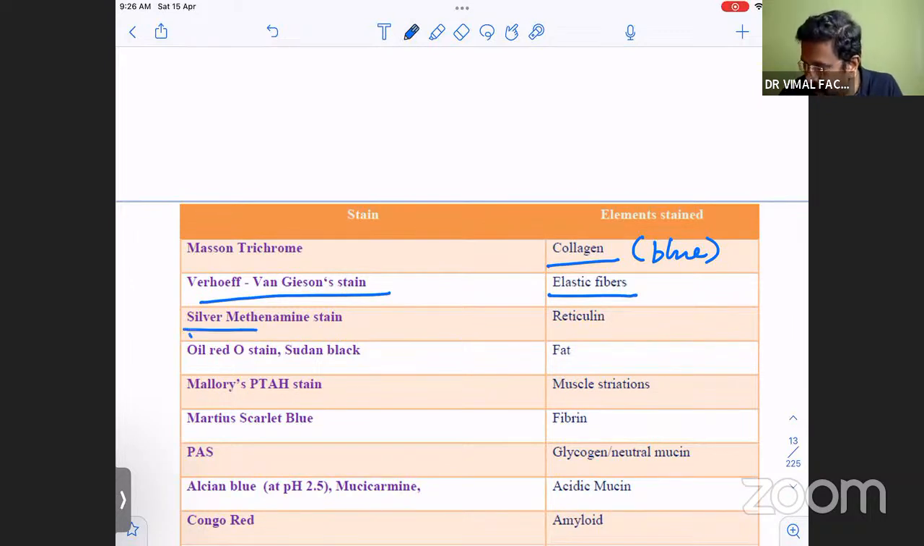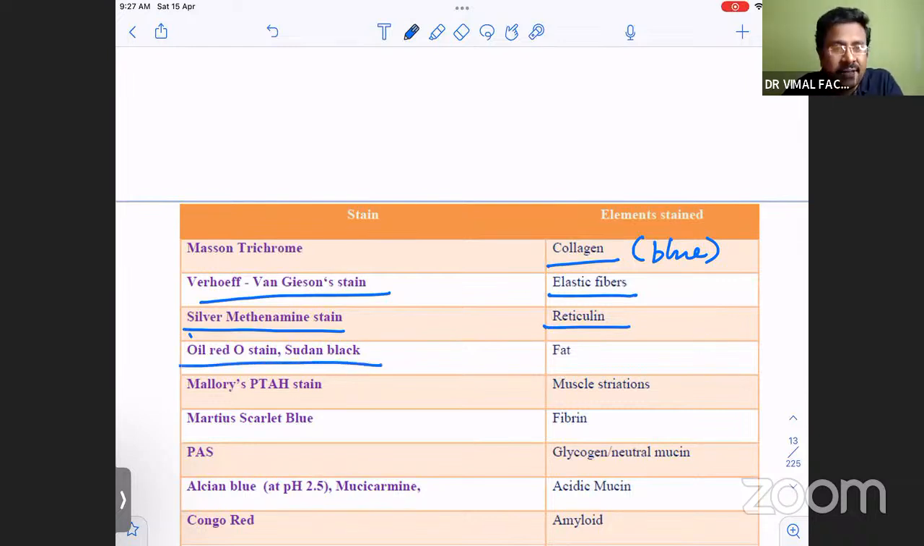And silver methenamine stain will highlight reticulin. Reticulin fibers are increased in fibrosis, bone marrow fibrosis. Have you heard of myelofibrosis? That is the fibrosis of the bone marrow. To demonstrate the increased reticulin fibers, you use silver methenamine.